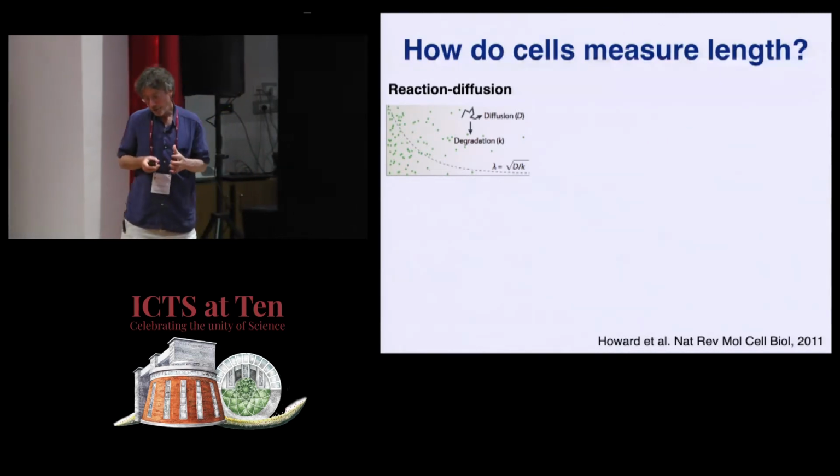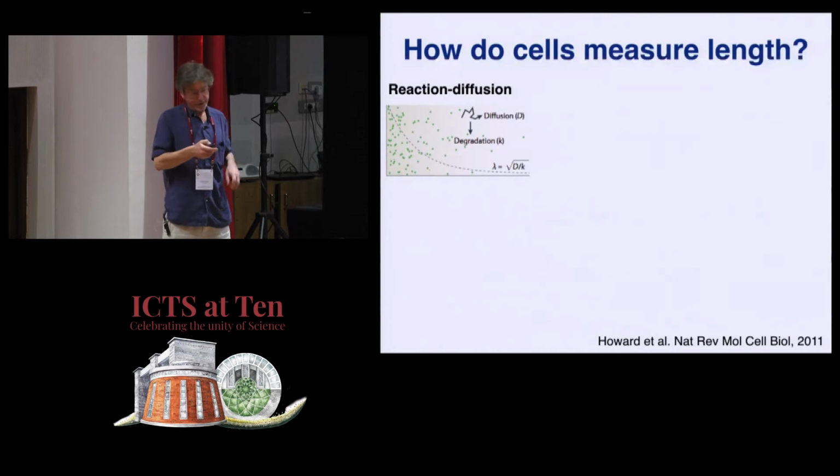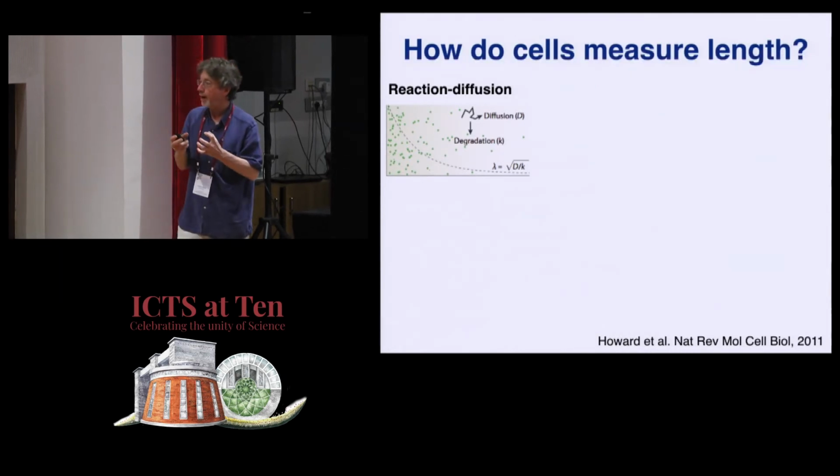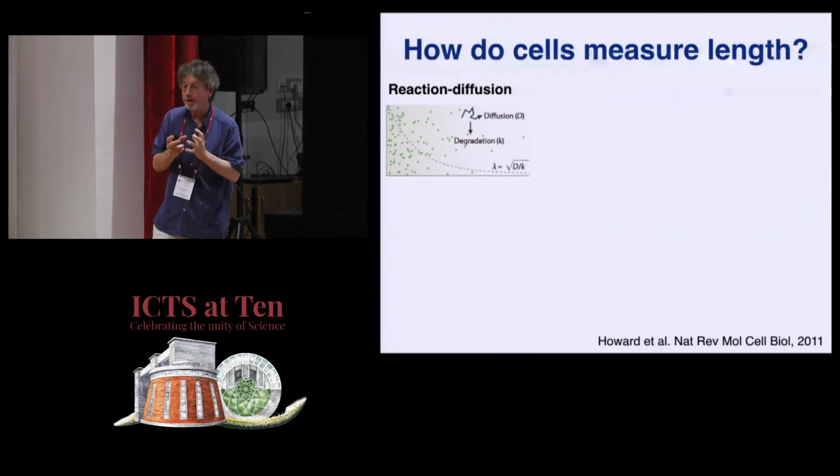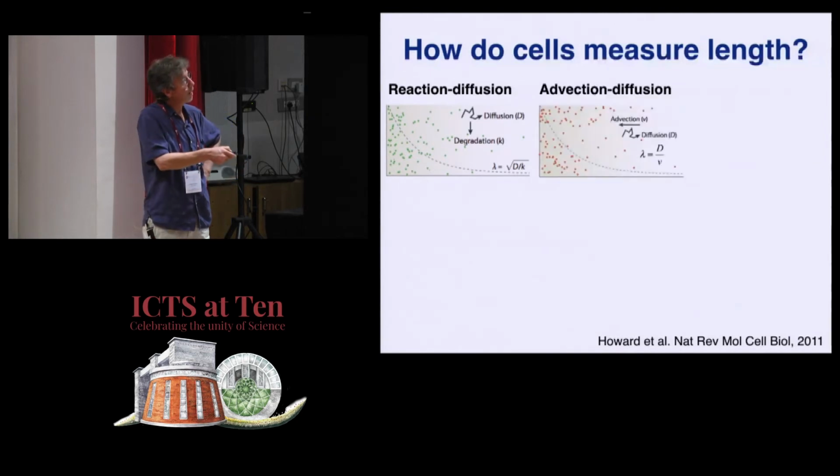Now, it turns out that this is rather limited, but if we're allowed to have active materials, then we have many other different possibilities for length measurement. So, for example, if we have advection and diffusion, where there's directed motion in this way, but there's diffusion in that way, there will be a length given by this formula here.